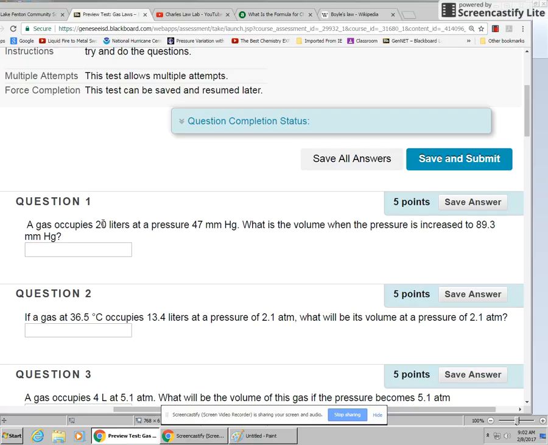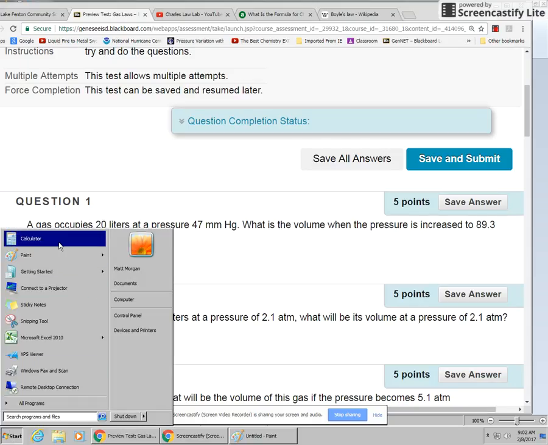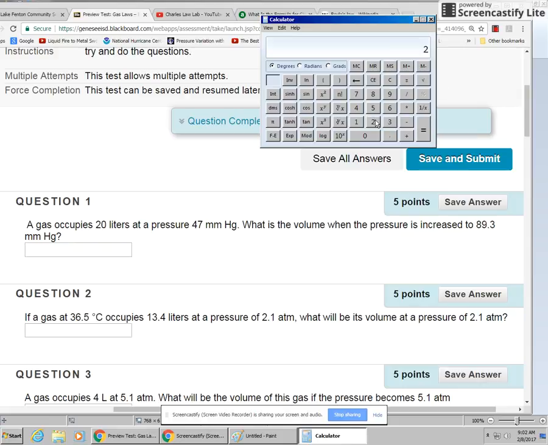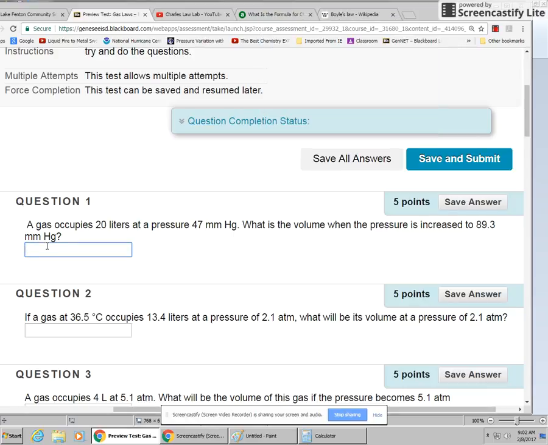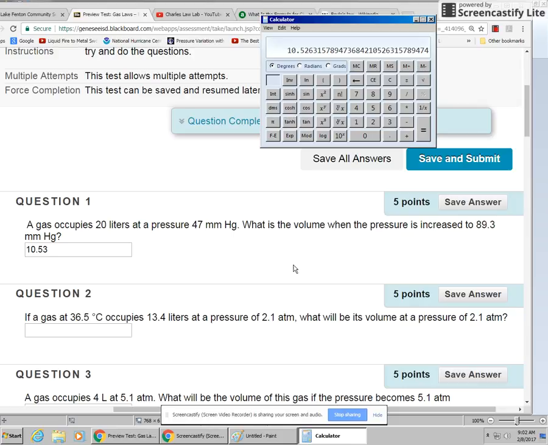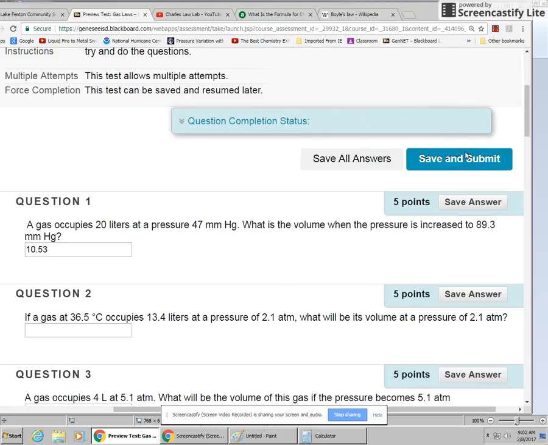So for question 1, you just have 20 times 47 divided by 89.3. And that would be 10.53 because we round to the second decimal, right? We round to the second decimal, that'll be 10.53. And let's see if we're right.